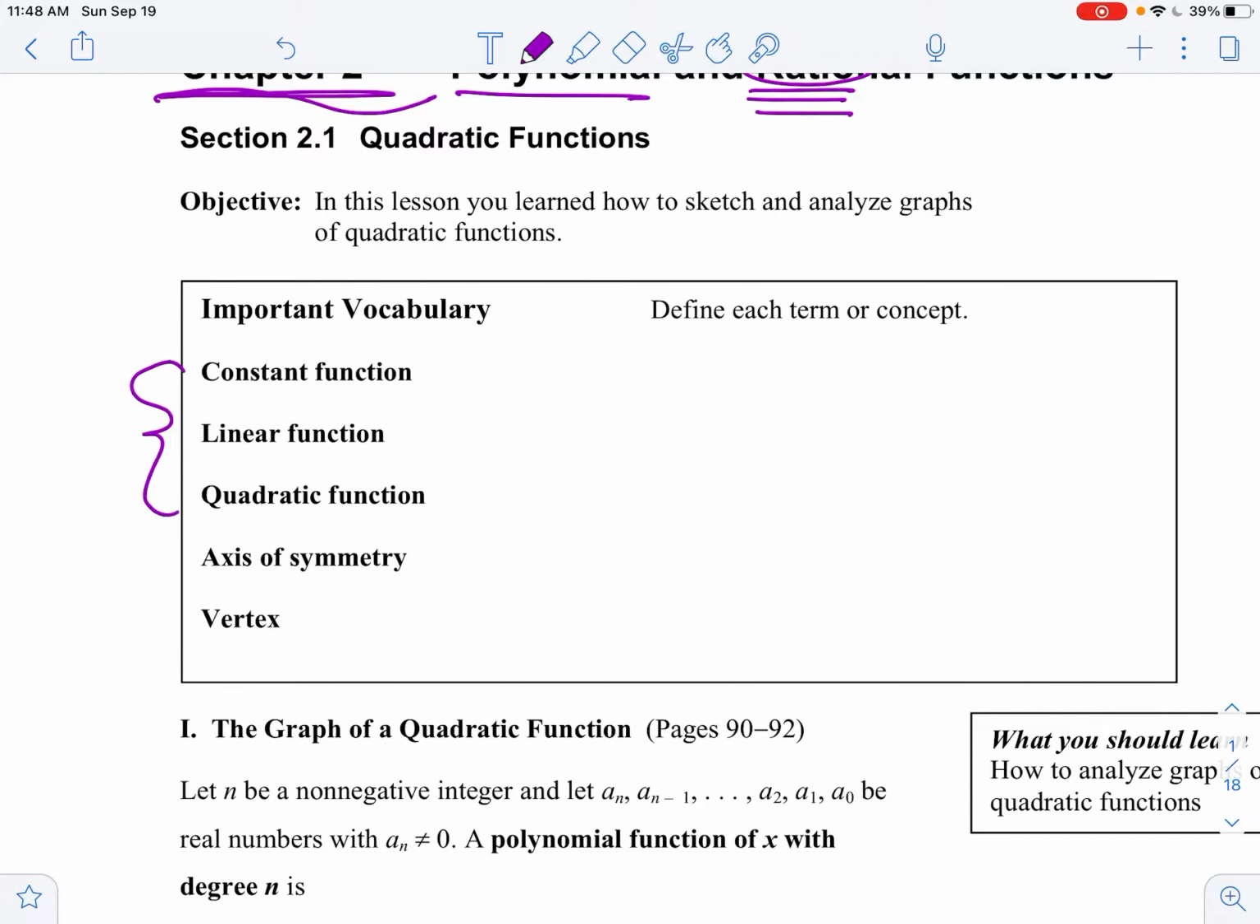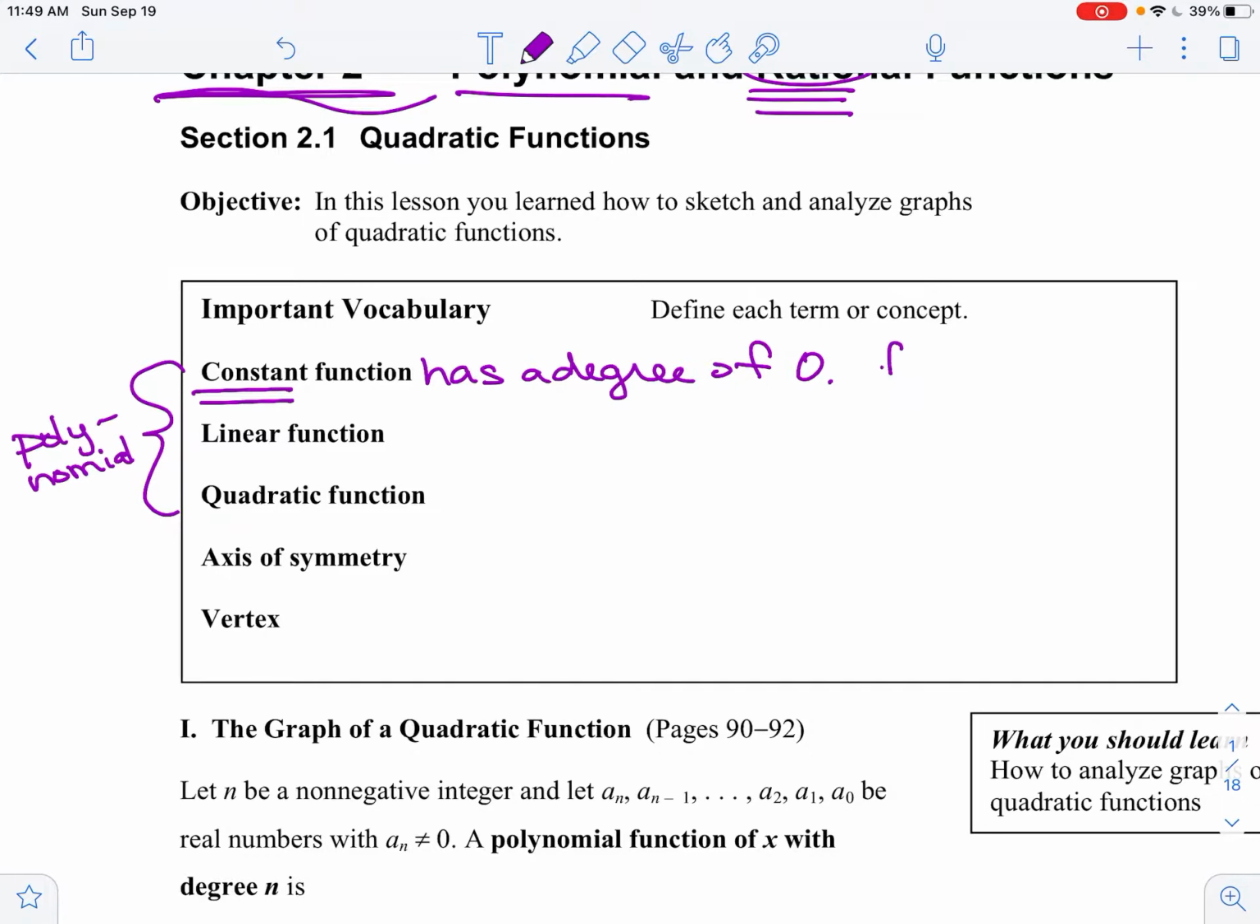Remember that these three functions are all called polynomial functions, types of polynomial functions. And let's jump in. So we know a constant function, remember, that's a function that never changes. It is constant, and it has a degree of 0. And if you remember, the degree just means the highest exponent in that function.